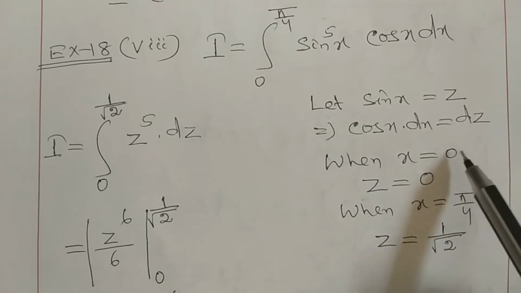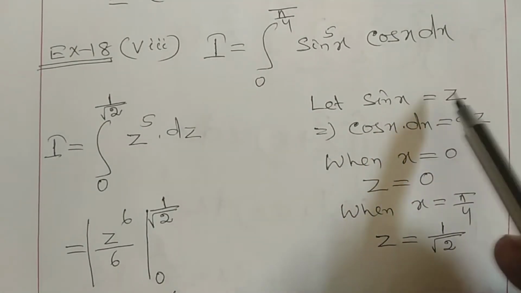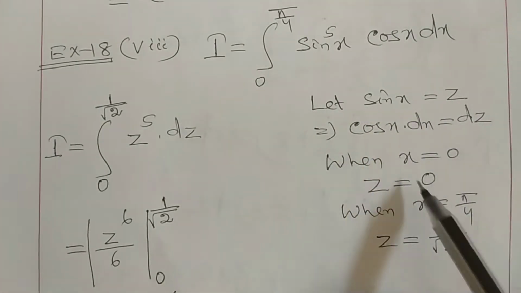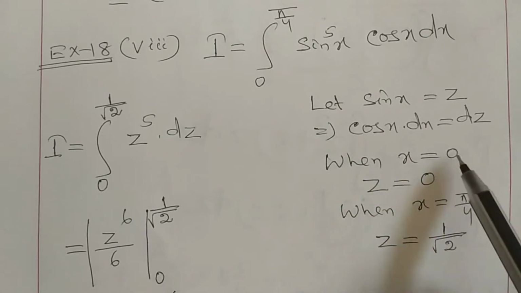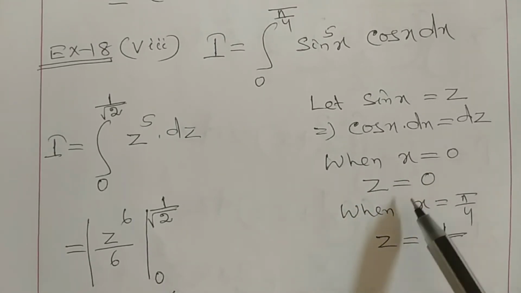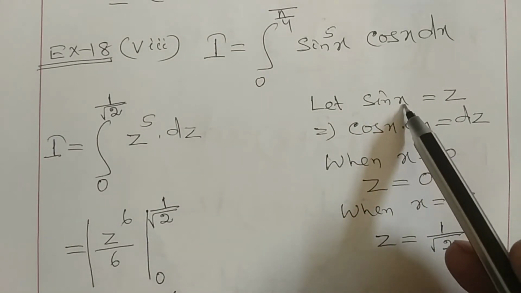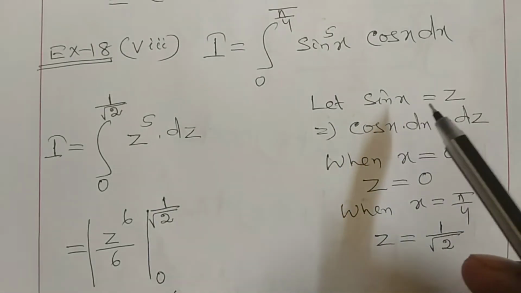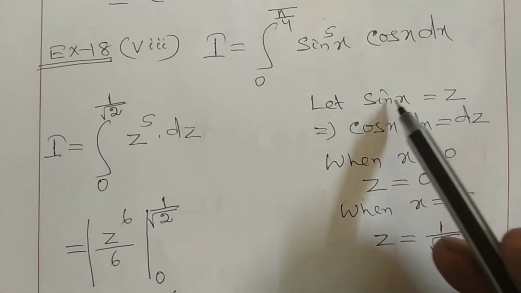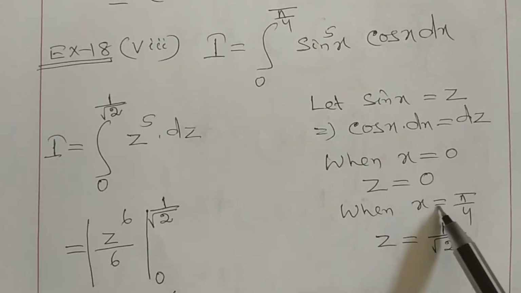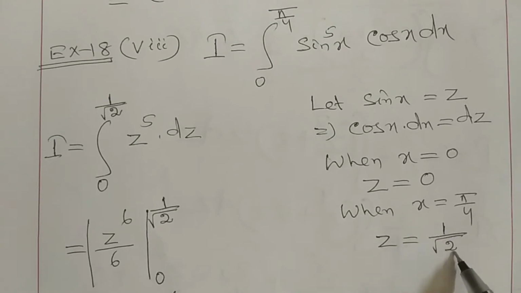When x is equal to 0, z is equal to sin 0, that is 0. So when x is equal to 0, z is equal to 0. And when x is equal to pi by 4, sin pi by 4 is equal to 1 by root 2. So z is equal to 1 by root 2.